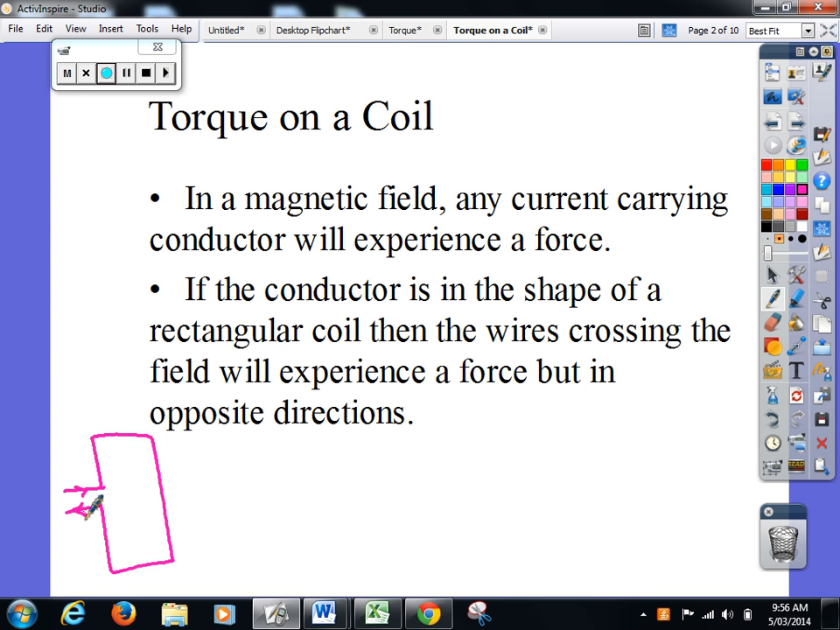So, in a few more moments, we'll notice that because the wires in a coil run two in the same direction and two in another direction, only two of the wires actually experience a force. The other two wires do not experience a force. So that's all that this is saying here. If we use a rectangular coil, then though there are four wires in the rectangle, two of them will experience a force, but two of them won't. Okay.